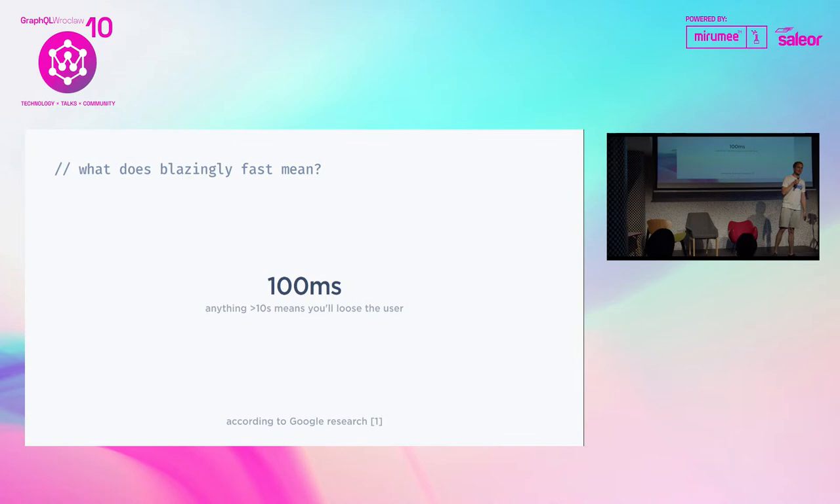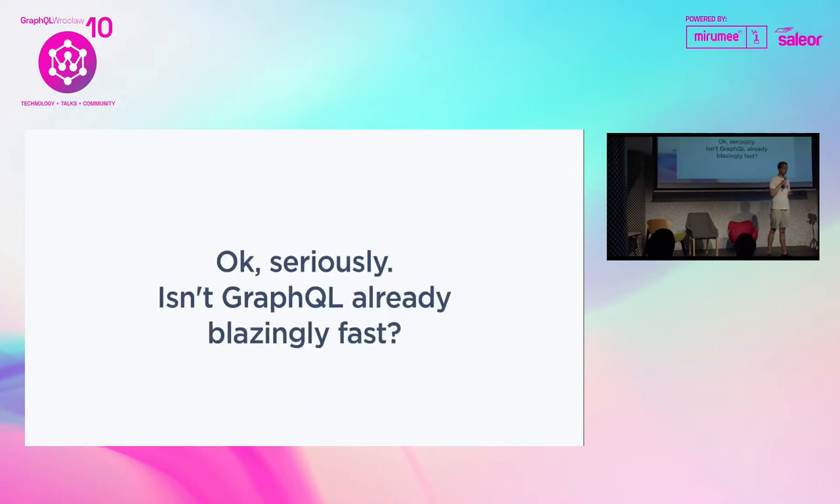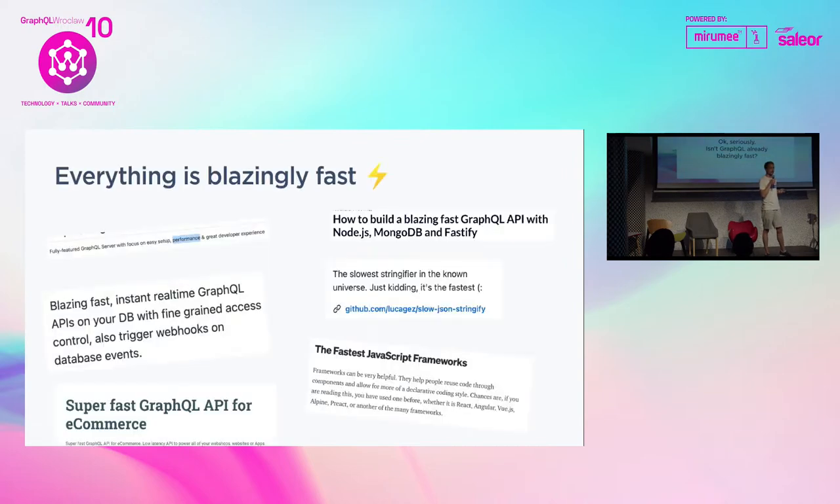So what does blazingly fast mean? I like the definition from Google research, where they say that if you flip a page on a website in 100 milliseconds, that is considered blazingly fast, meaning it's considered instant. Anything that is more like 10 seconds, you will just lose users, even though you might have a great application and great content. But isn't GraphQL blazingly fast? I mean, that's one reason we use it, right?